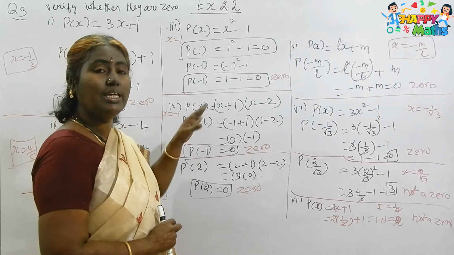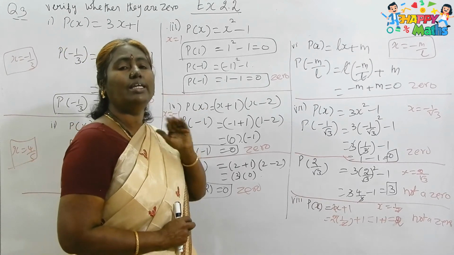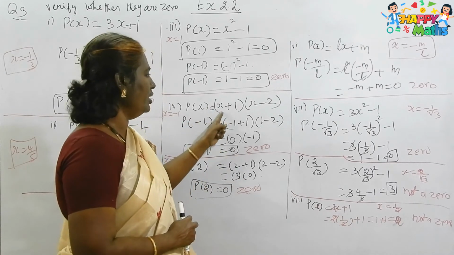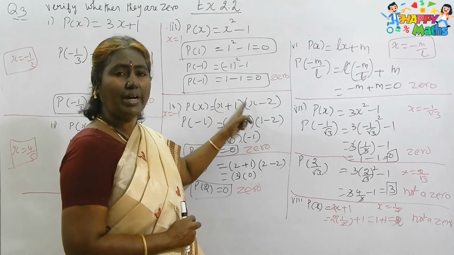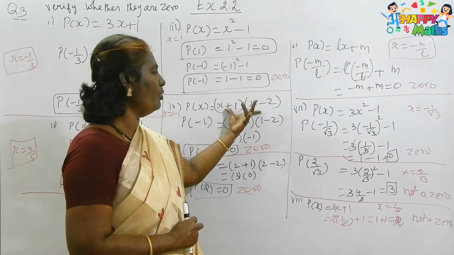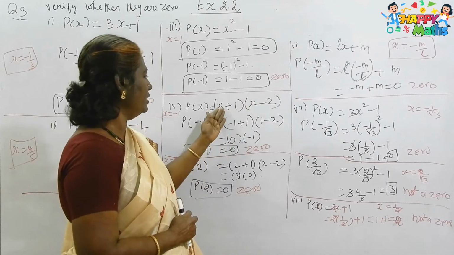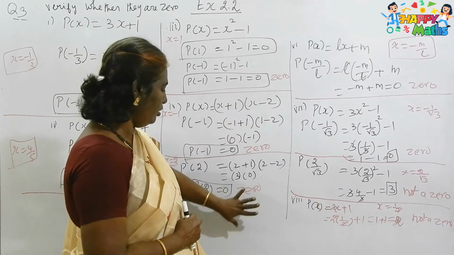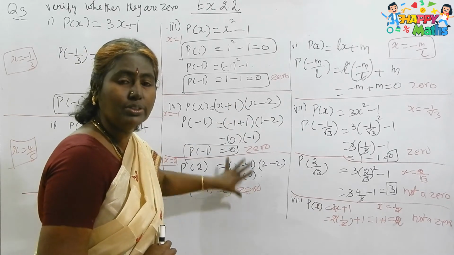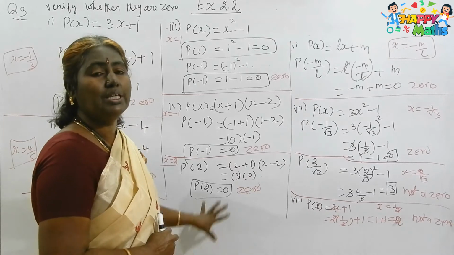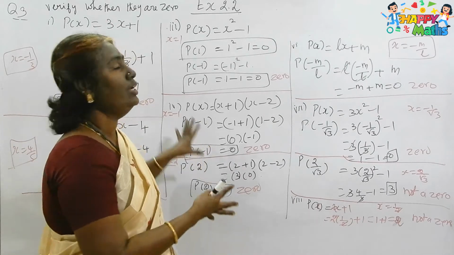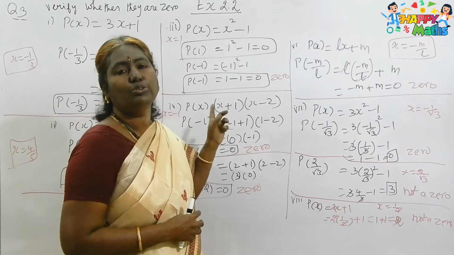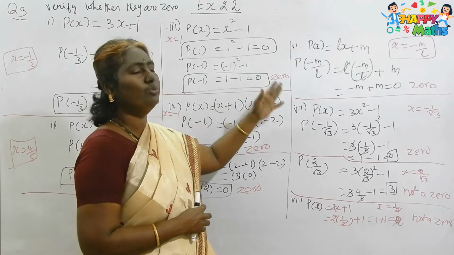Keep this in your mind for exercise 2.5 when you go for factorization. If one of the factors is 0, then the whole polynomial will become 0. Either x equal to minus 1, then also 0. Either x equal to 2, then also the polynomial is 0. These are very, very important tips and techniques introduced to you in question number 3 itself. This will be useful for you in exercise 2.5. That is why I have chosen these sums, and you also know how to do it.